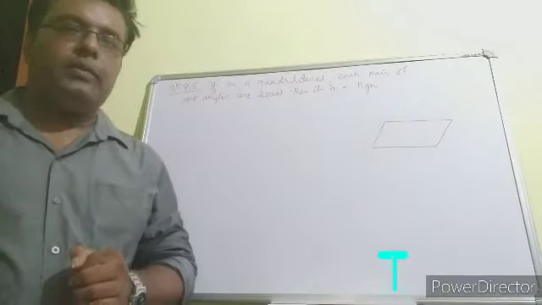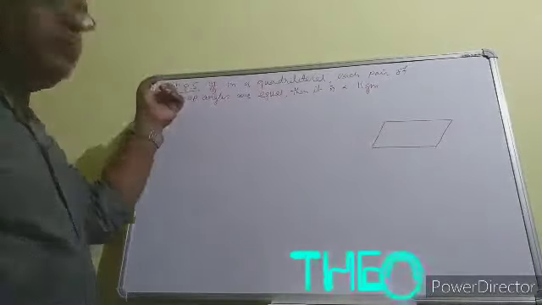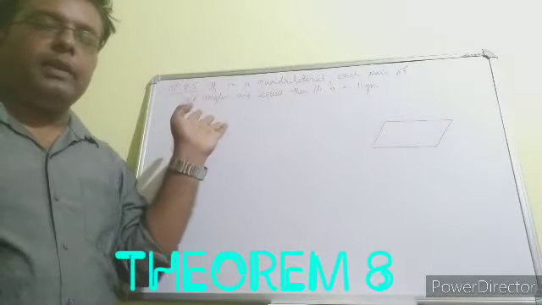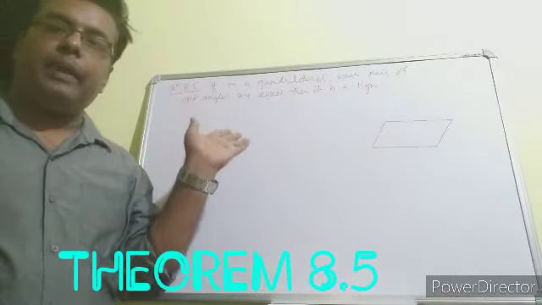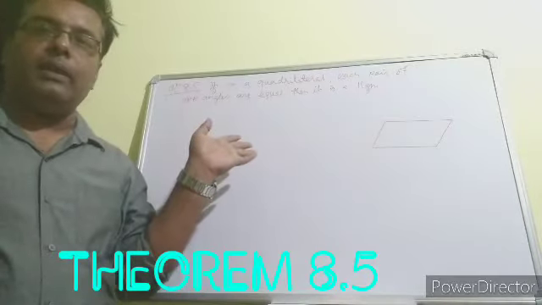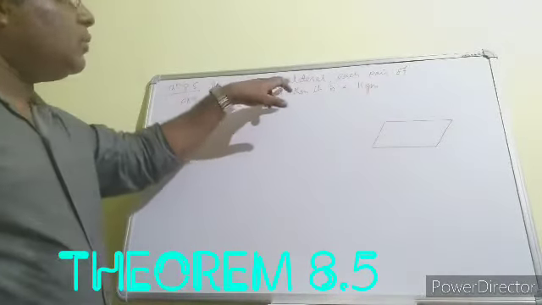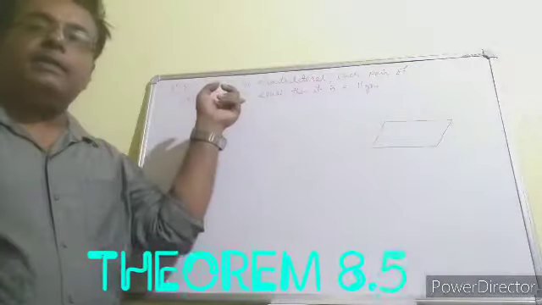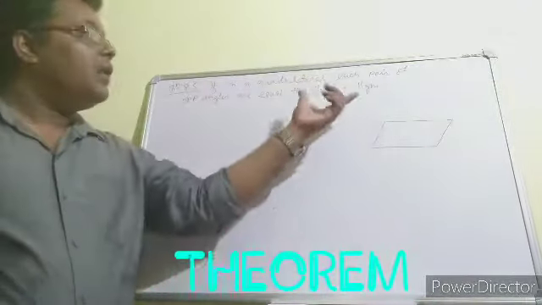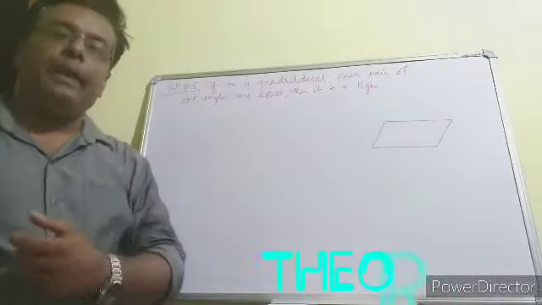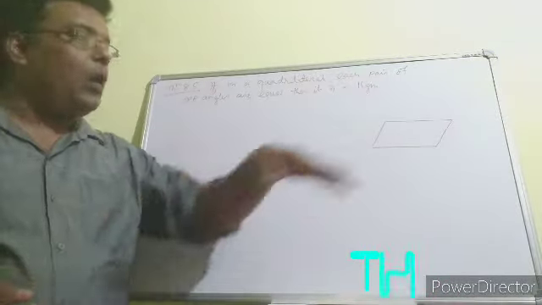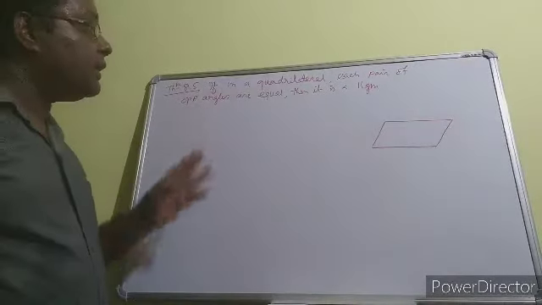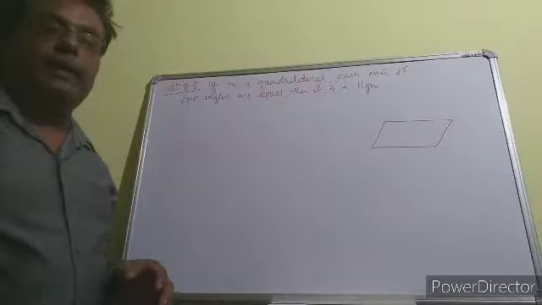So our next theorem is theorem 8.5. This is the converse of the previous theorem. In the previous theorem, if it is a parallelogram, then opposite angles are equal. And here, we take a quadrilateral in which each pair of opposite angles are equal. That is given here, opposite angles are equal. Now we have to show that it is a parallelogram. That means the opposite sides of this quadrilateral are parallel.